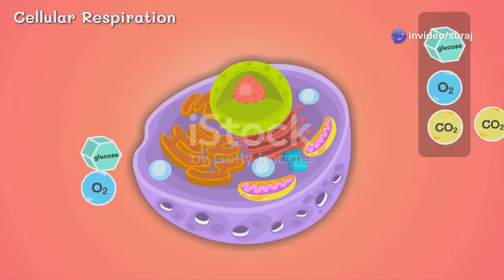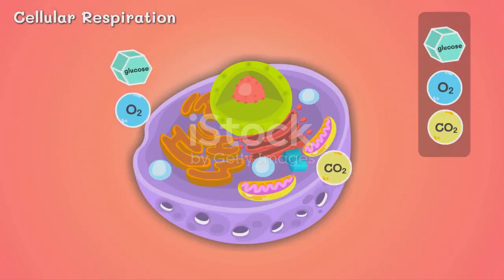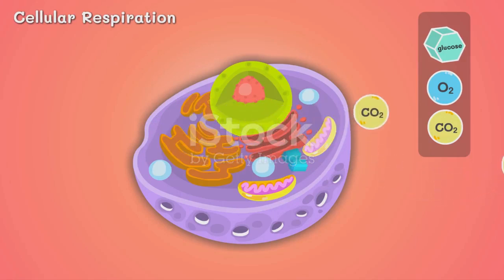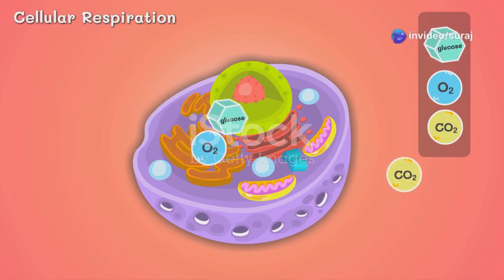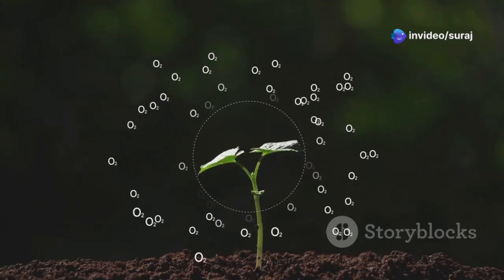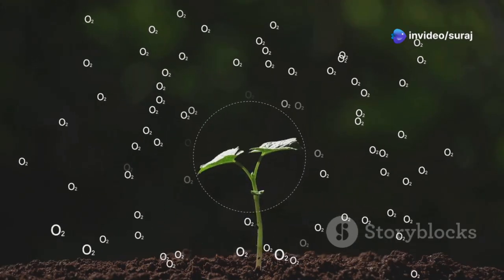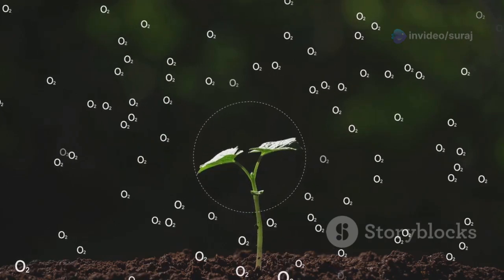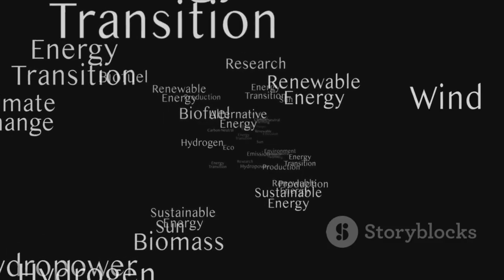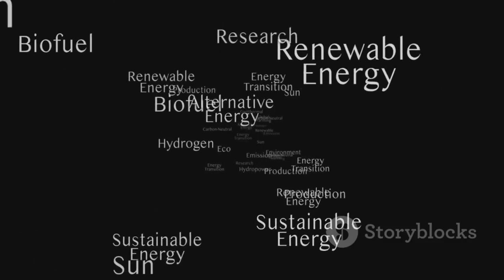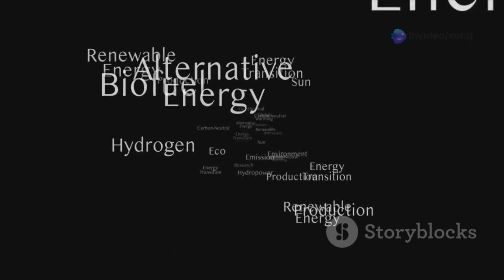This process breaks down glucose, a type of sugar, to release energy. Glucose is produced during photosynthesis and is vital for the plant's energy needs. The process of respiration can be represented by a simple equation which helps us understand the transformation of substances. Glucose plus oxygen becomes carbon dioxide plus water plus energy. This equation is fundamental in biology.